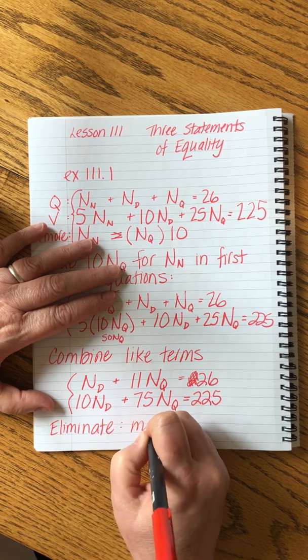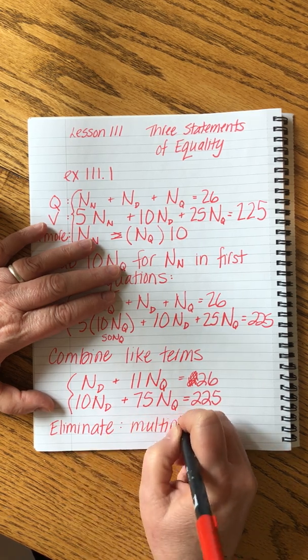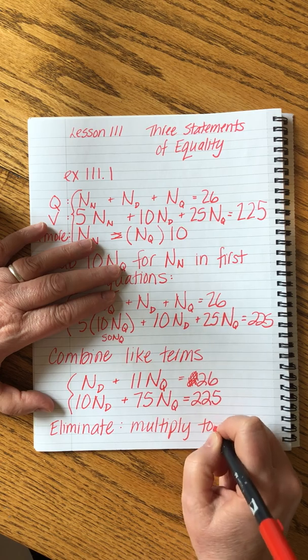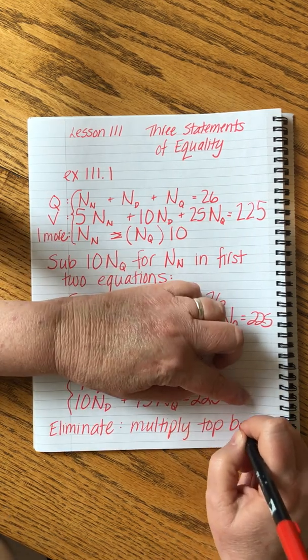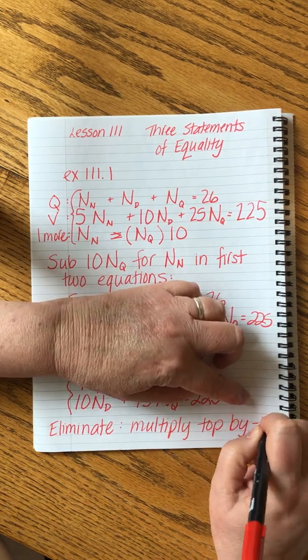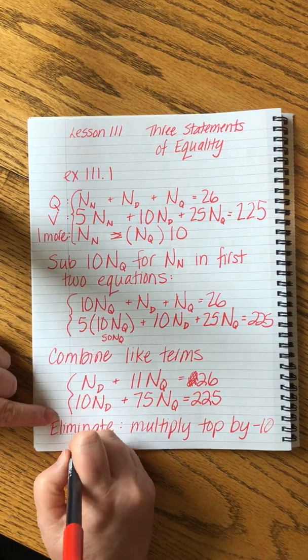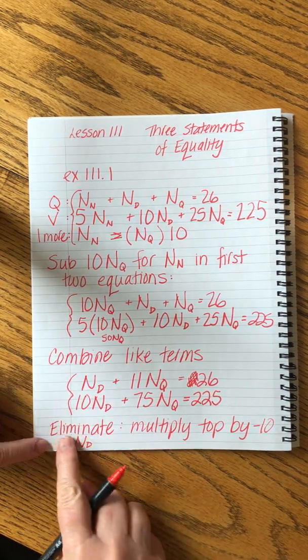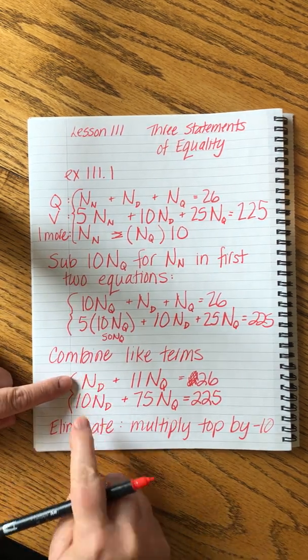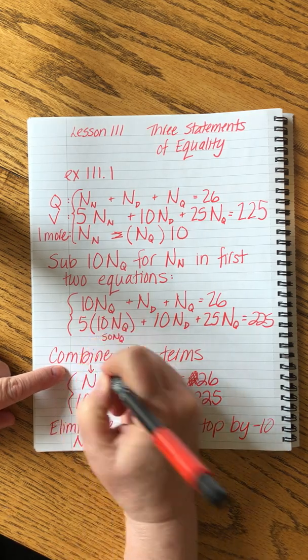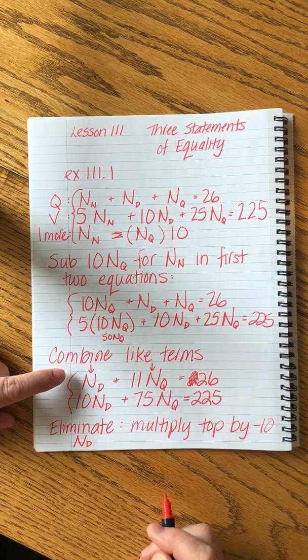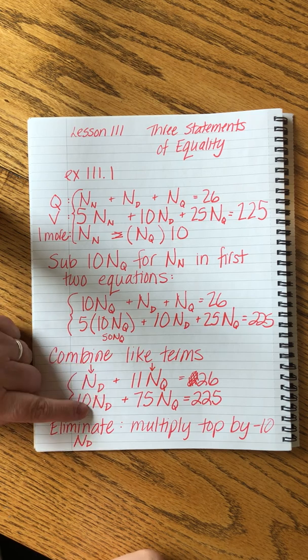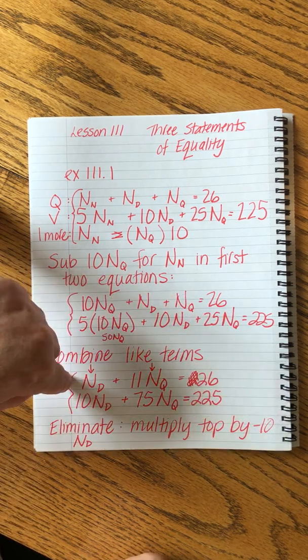And I'm gonna do that, I'm gonna multiply top by minus 10. And that will eliminate ND. I'll write that there just so you're sure. I'm gonna eliminate here. There's my arrow, right? You look down the columns. I'm going to eliminate the ND by multiplying the top by minus 10.